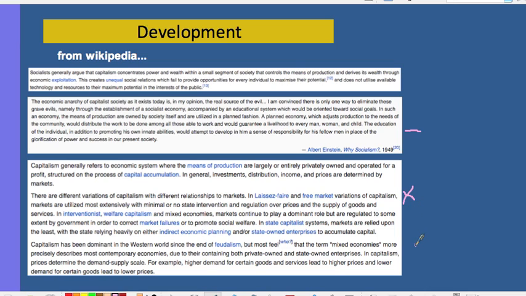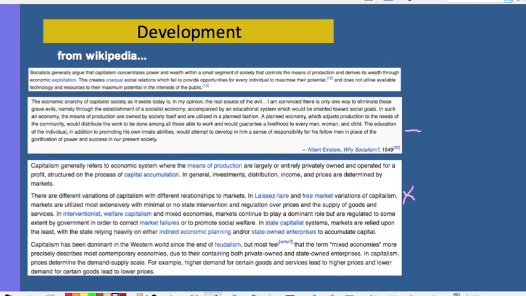Capitalism has been dominant in the Western world since the end of feudalism, but most feel that the term mixed economies more precisely describes most contemporary economies due to their containing both privately owned and state-owned enterprises. In capitalism, prices determine the demand-supply scale. For example, higher demand for certain goods and services leads to higher prices, and lower demand for certain goods leads to lower prices. I hope that was helpful.